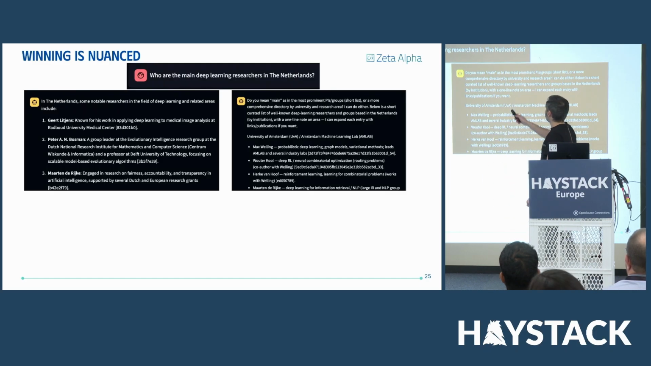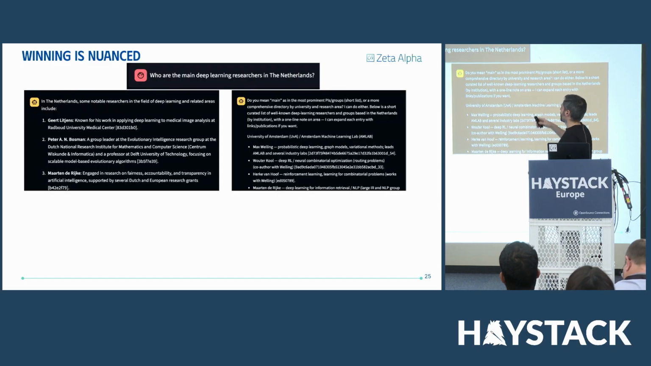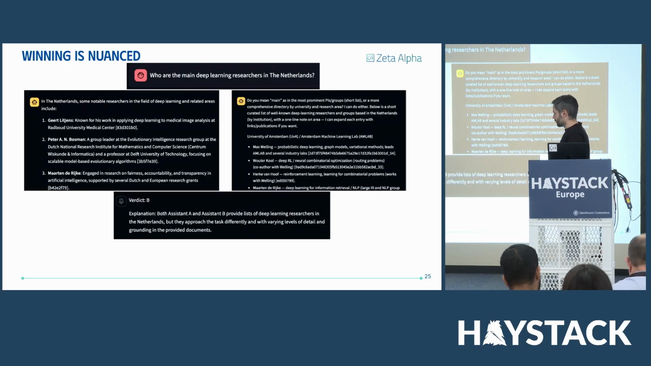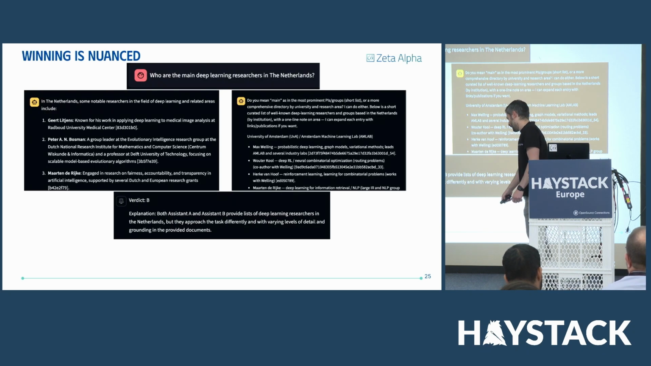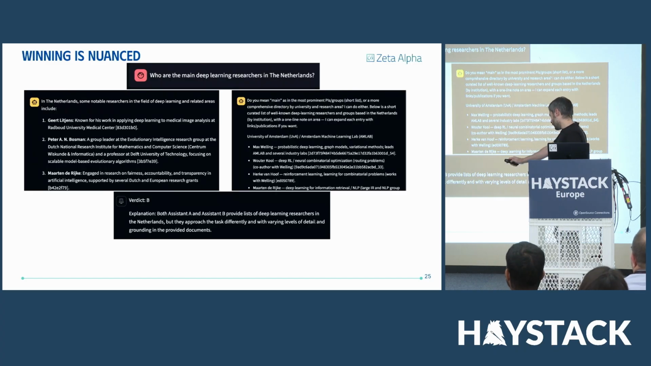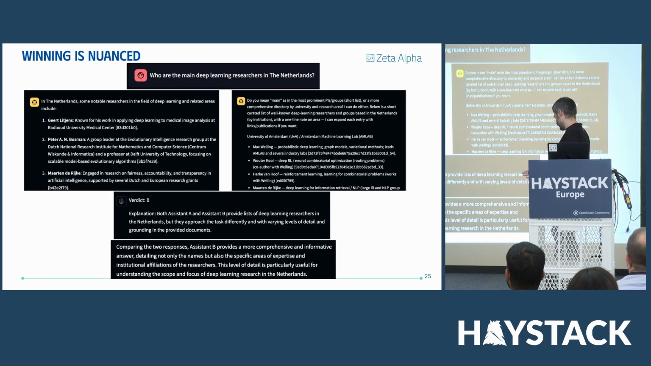This one is saying, actually, wait, what do you mean by main? Is it more famous, or a bigger group, or bigger grants? What does that mean? And in the end, it just answers something. When you run that through RAGElo, you will see that while it's saying that B is better, because both approach it differently with different levels of detail, it says at the end that B is more comprehensive and informative, and therefore B won.